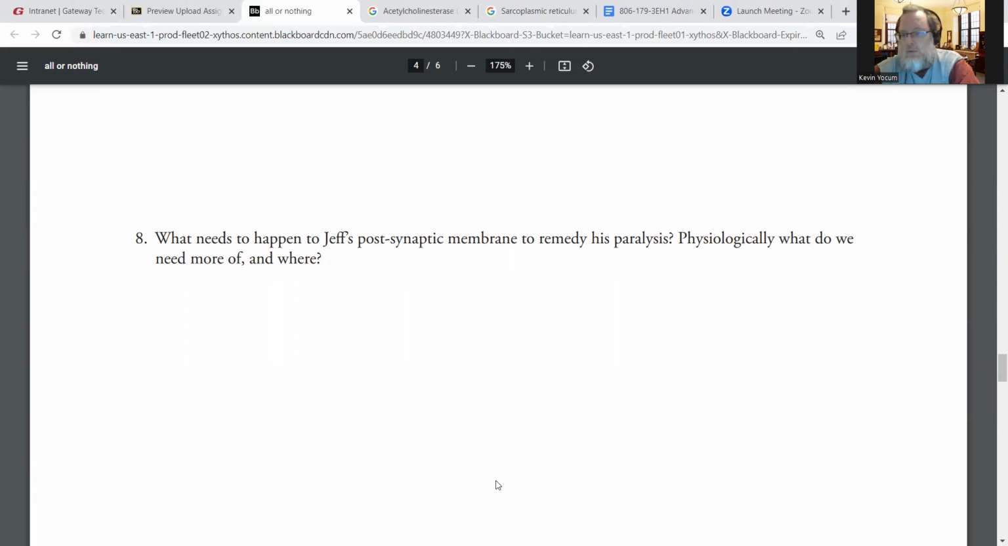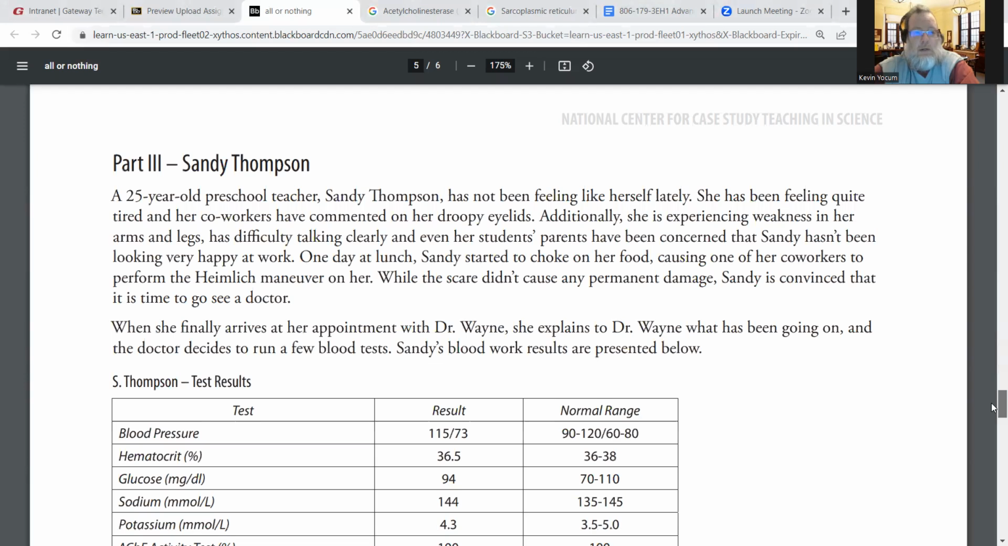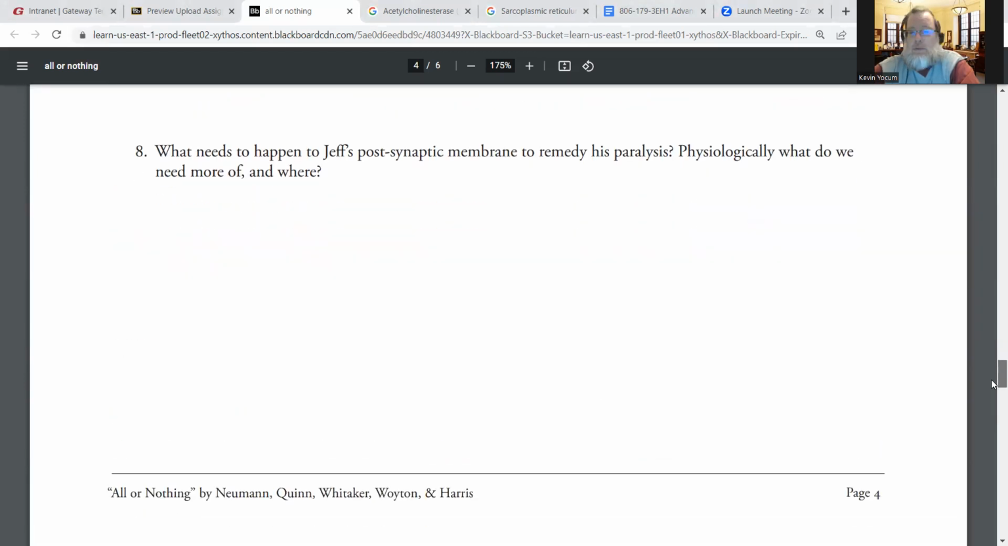Physiologically, what do we need more of? This is where we started. This should be a slam dunk, straightforward answer. He just needs acetylcholinesterase. He needs the enzyme to stop all of this acetylcholine. Remember, that's the first domino to fall to trigger all of this other behavior. So we need Jeff to get more acetylcholinesterase. All right, so anyway, we're just about there. So Jeff's done.